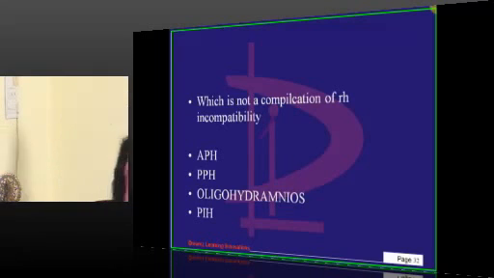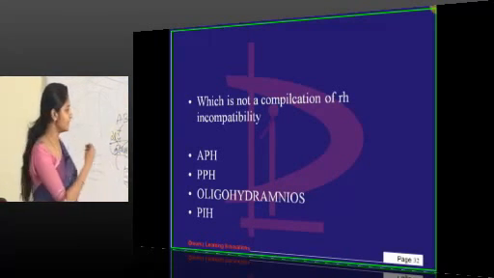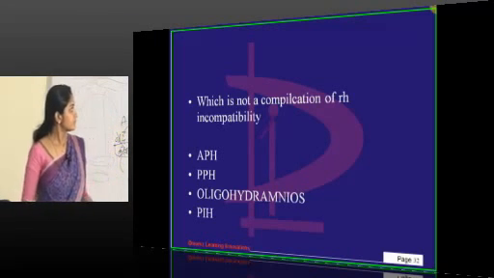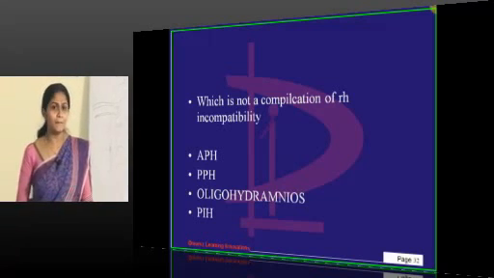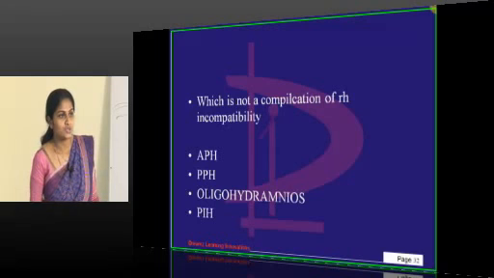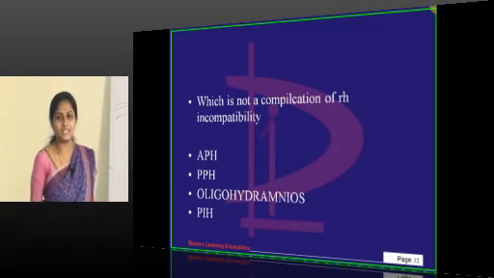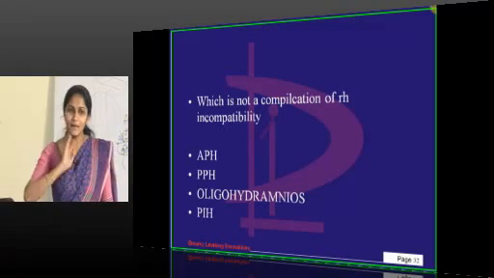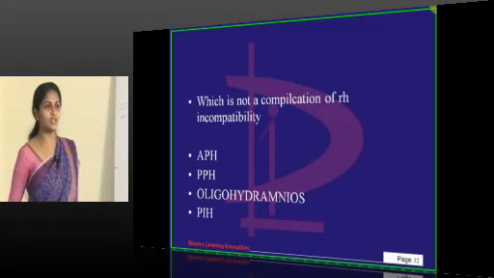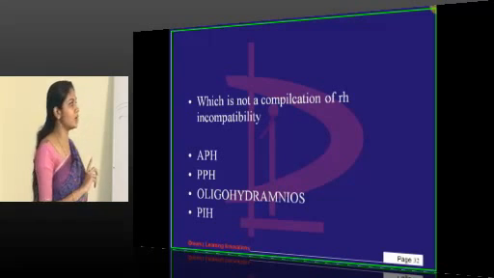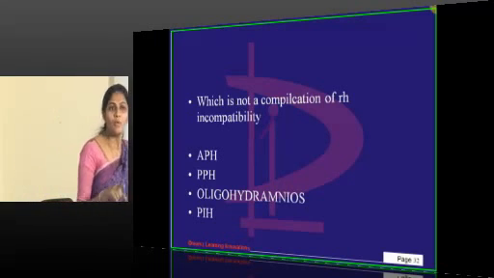Yeah, next, tell me. It is not very complicated. Just think basics. Which is not a complication of Rh? There can be APH. How can there be PPH? PPH in Rh negative is because of a big placenta, placentomegaly. APH can be there, even IUD and coagulopathies. APH can be there, but not oligohydramnios. What will be there? Polyhydramnios.